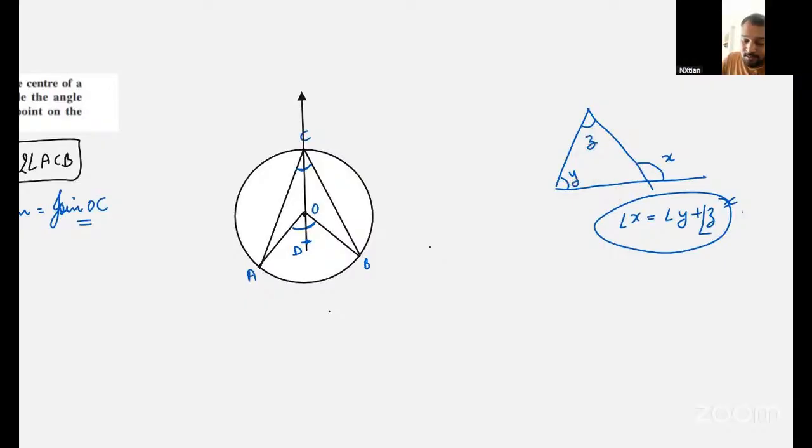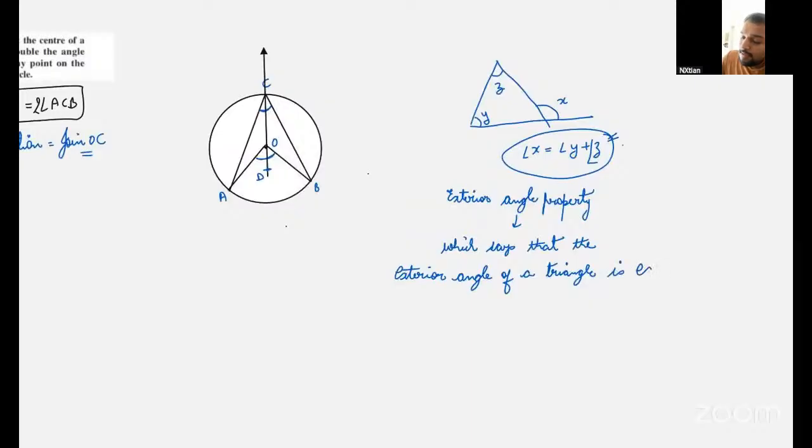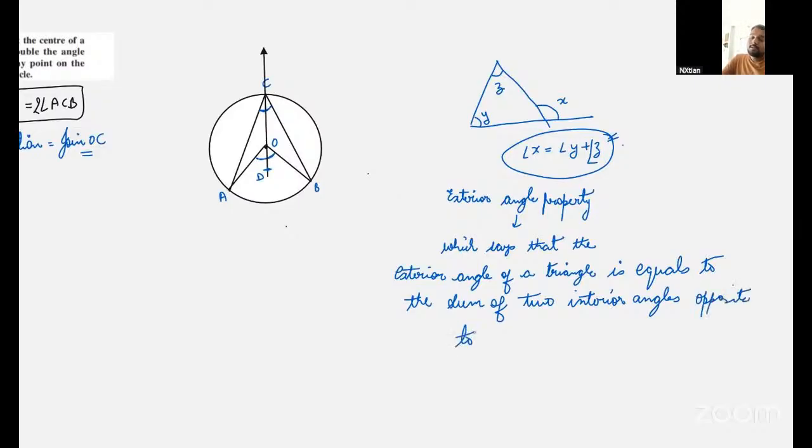I will write it on the board. The exterior angle property says that the exterior angle of a triangle is equal to the sum of the two interior angles opposite to it. This is the exterior angle property.